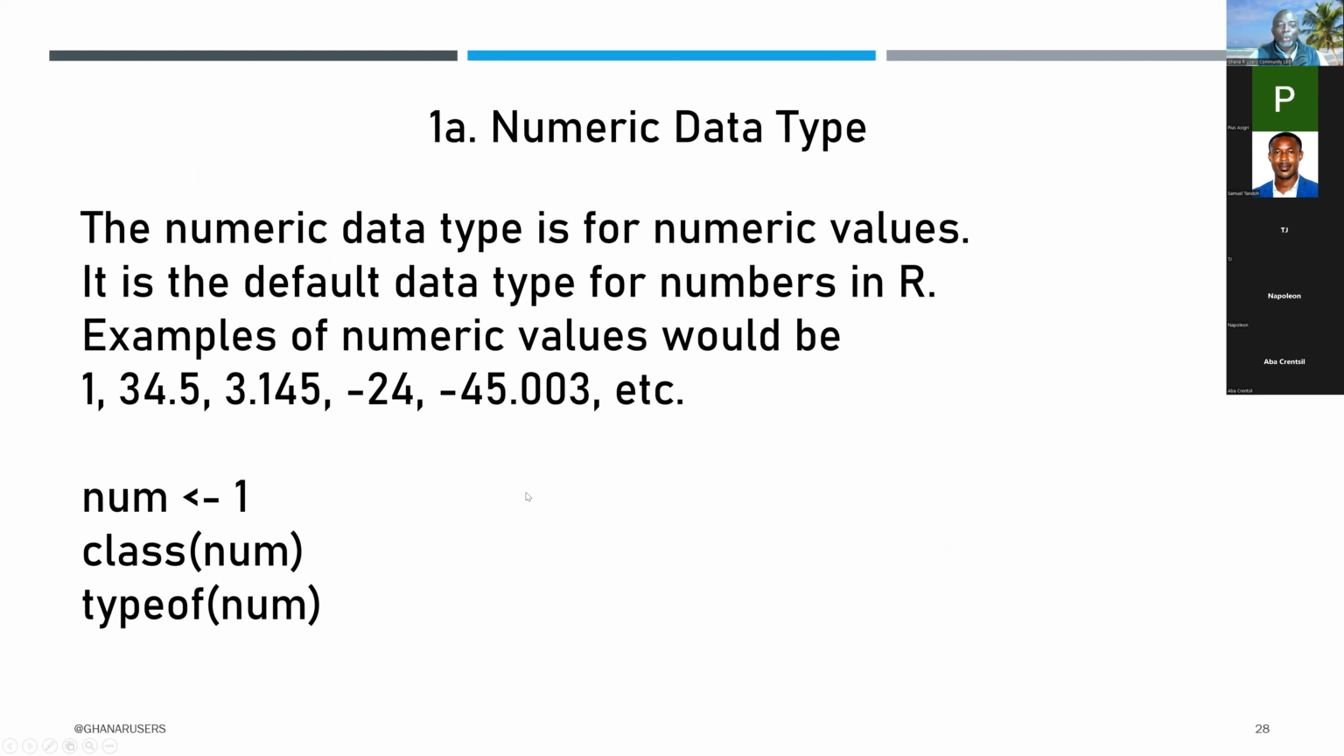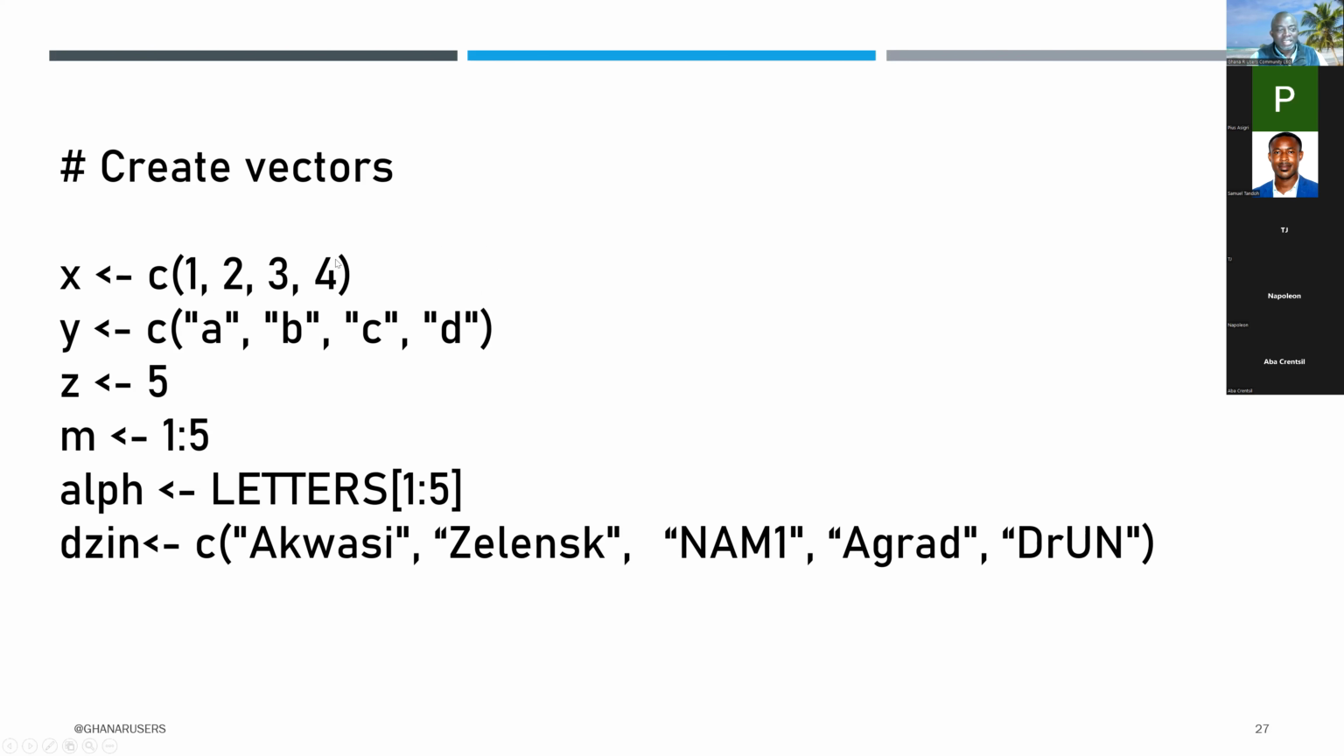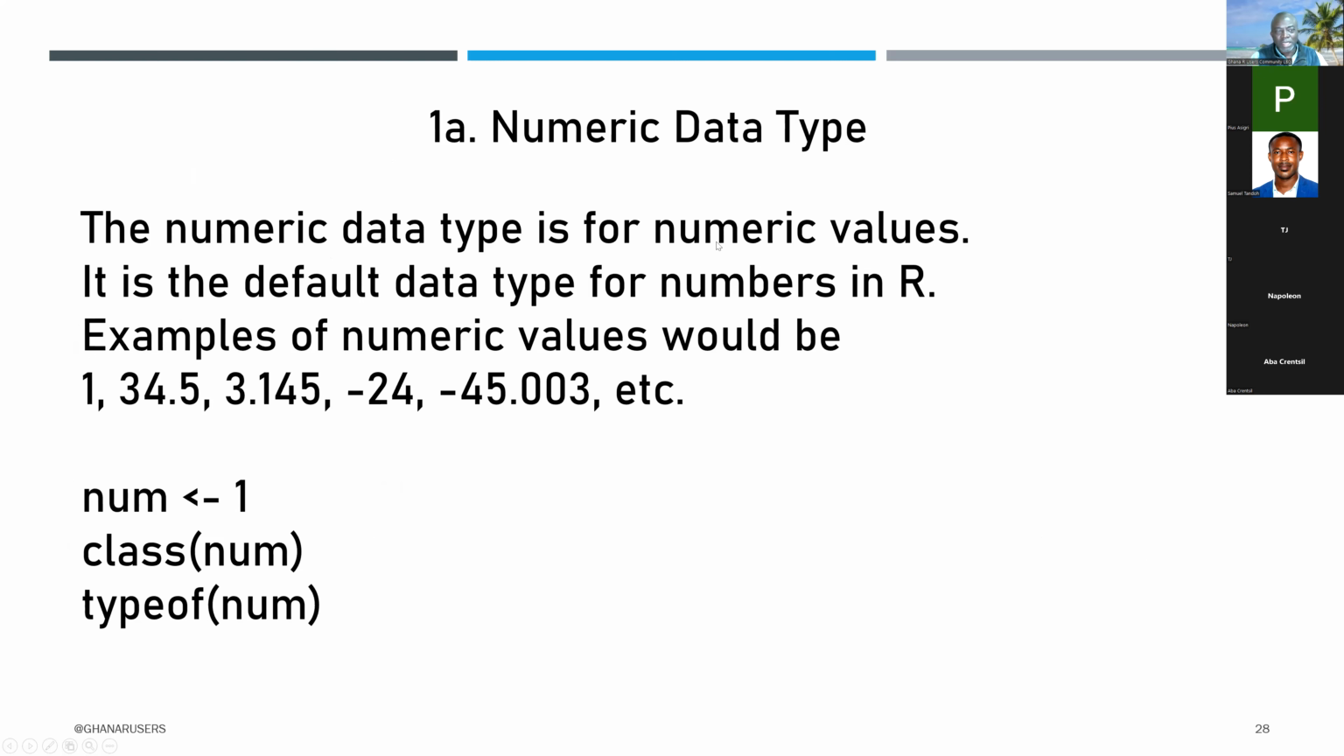Good. So what we created here is a combination of various classes. Some of them are words or characters. Some of them are numerical values. Now let's find the distinction between them.